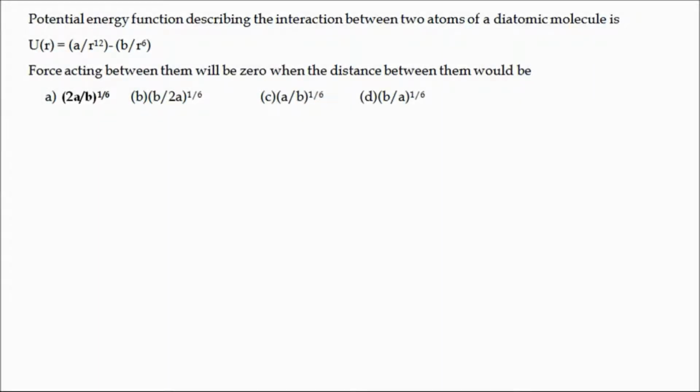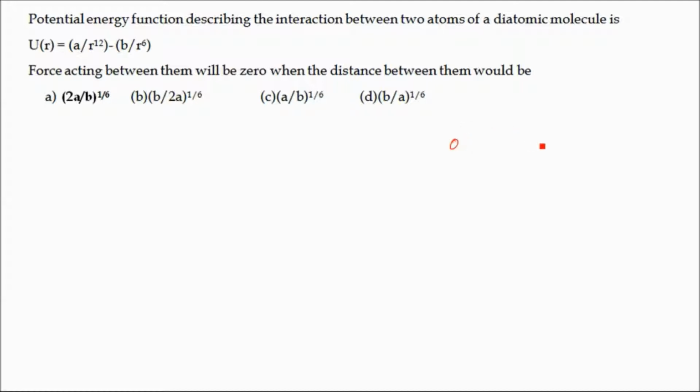Next problem: the potential energy function describing the interaction between two atoms of a diatomic molecule is U(r) equal to a divided by r raised to power 12 minus b divided by r raised to power 6. The force acting between them will be 0 when the distance between them would be what? So you have to calculate the distance between these two atoms.